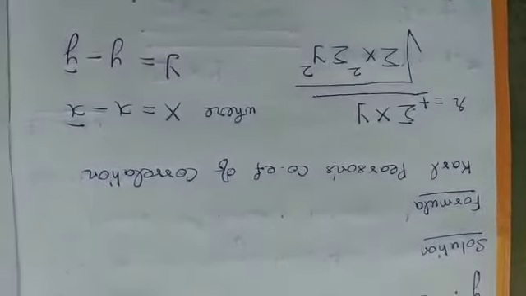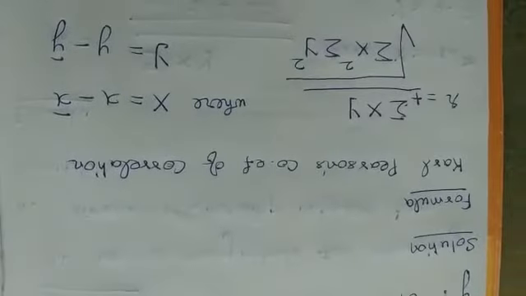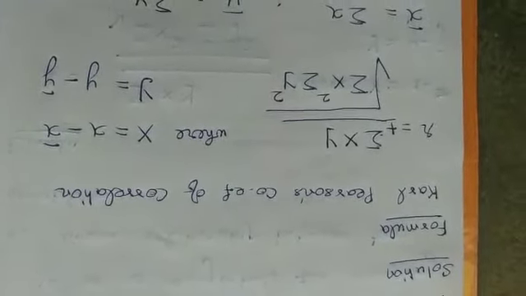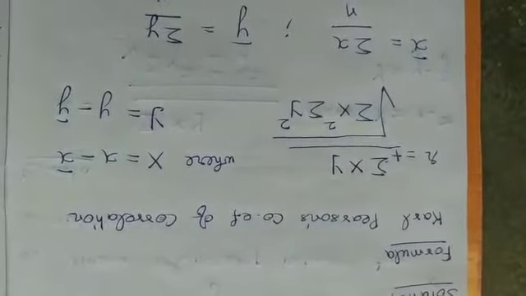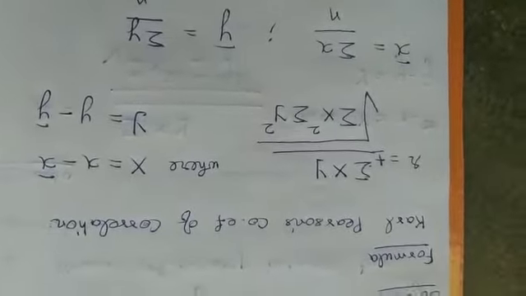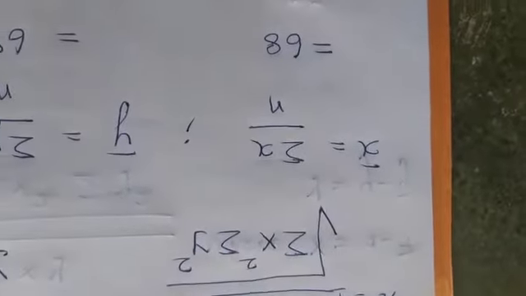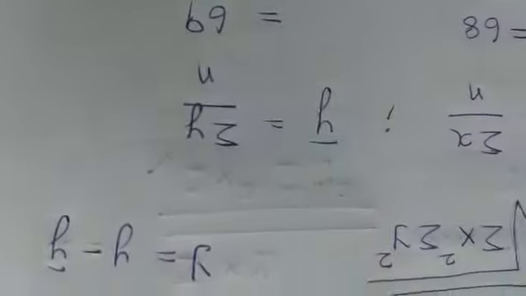So in the solution, first I have given you the formula. First we have to write the formula. Karl Pearson's coefficient of correlation, R is equal to plus or minus summation XY divided by root over summation X squared into summation Y squared, where capital X is equal to x minus x bar, capital Y equal to y minus y bar. Here x bar is the arithmetic mean, so x bar is equal to sigma x divided by n and y bar is equal to sigma y divided by n.